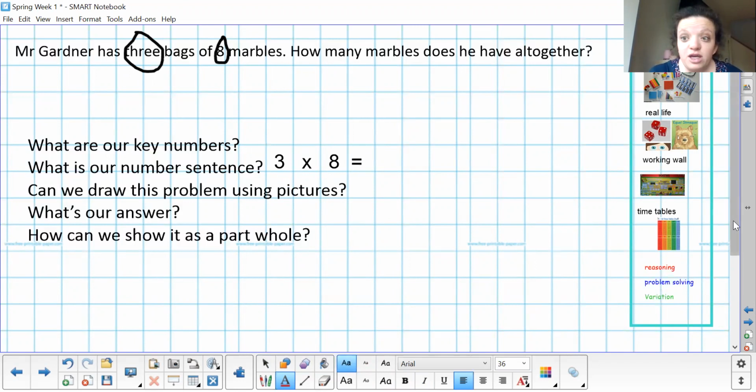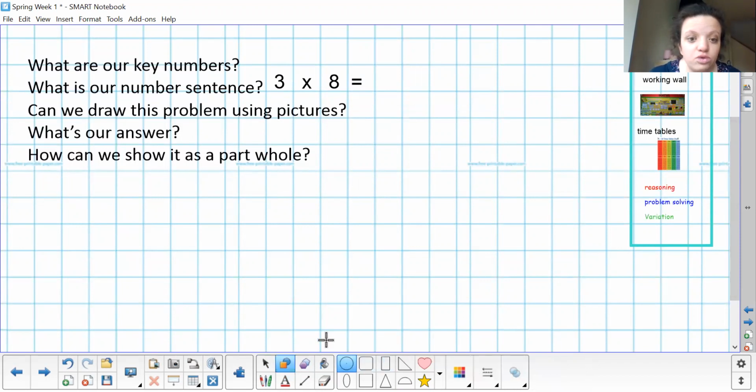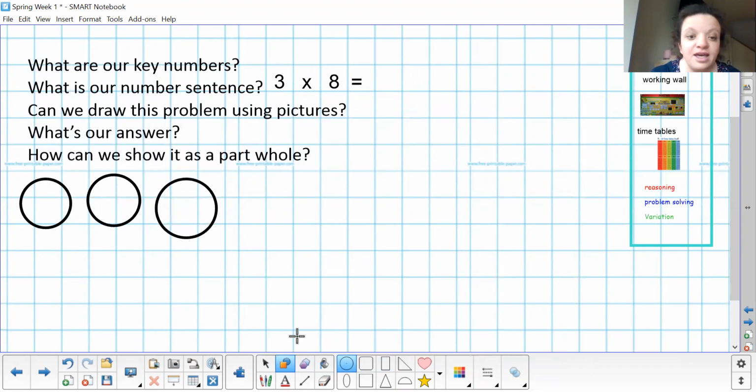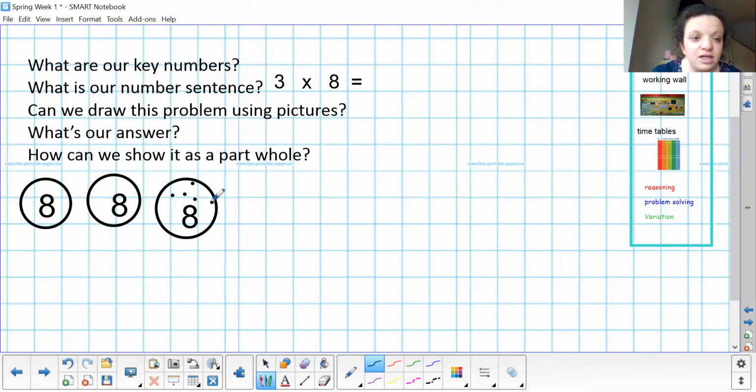So let's draw this problem using the picture. Okay, so we're going to draw 3 groups of 8. So I'm going to get 3 groups. 1, 2, 3. And in each group, we're going to put 8. Or another way I could do it is I could draw 8 dots. I can use my counting skills. 1, 2, 3, 4, 5, 6, 7, 8.